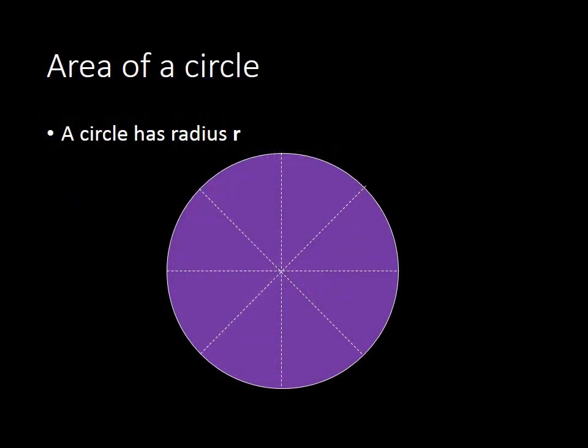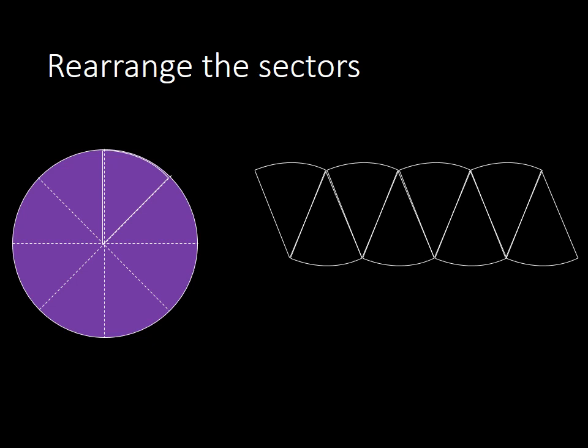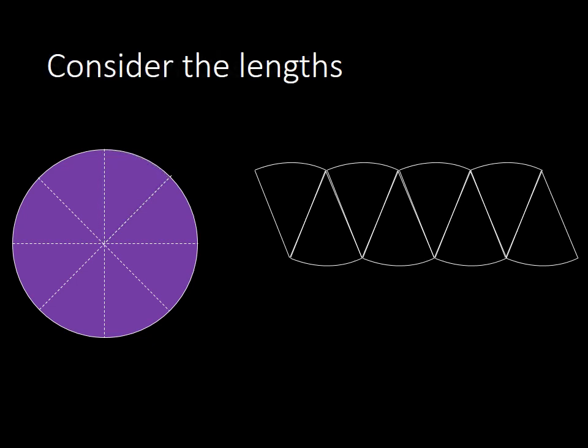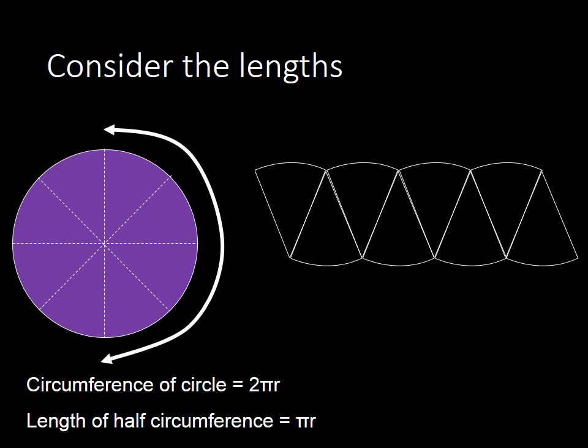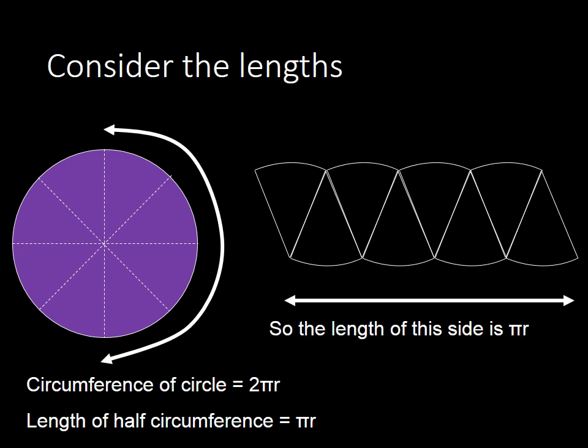Now we are going to find the area of a circle. Now think, radius of the circle is r. You can rearrange the sectors of the circle like this. Now consider the length. Circumference of circle is 2 pi r. Length of half circumference is pi r. So the length of this side is pi r.